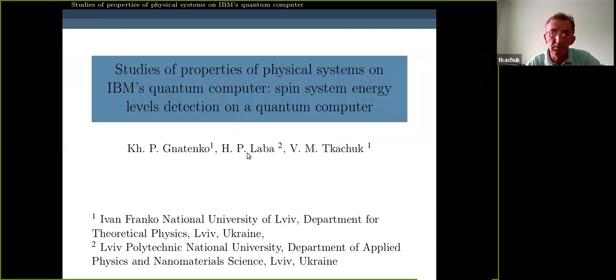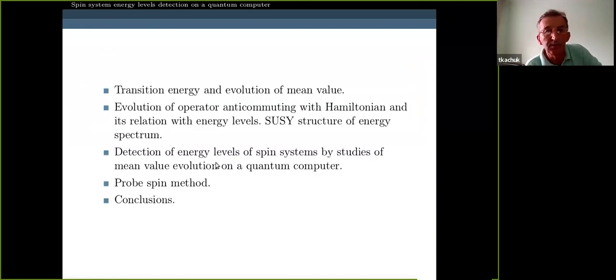Here are the collaborators on these results: Christina Hnatenko from our department for theoretical physics, and Hanna Laba from Polytechnic University. The main points of my talk are here.